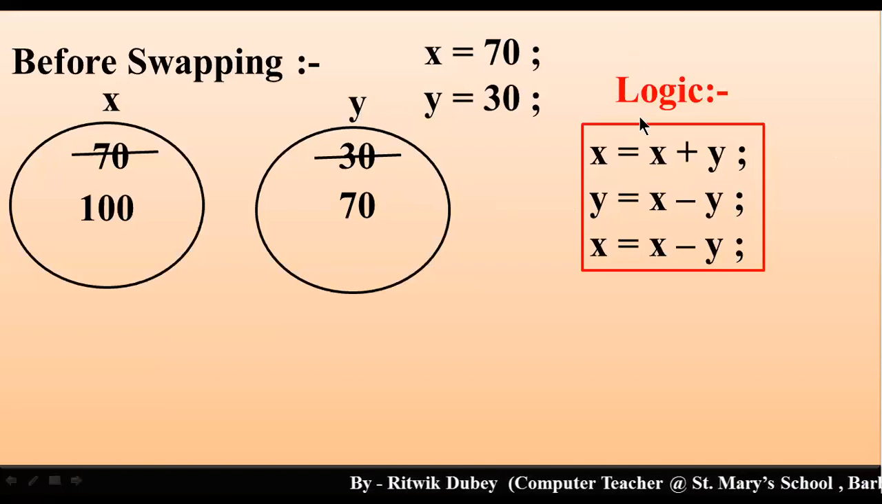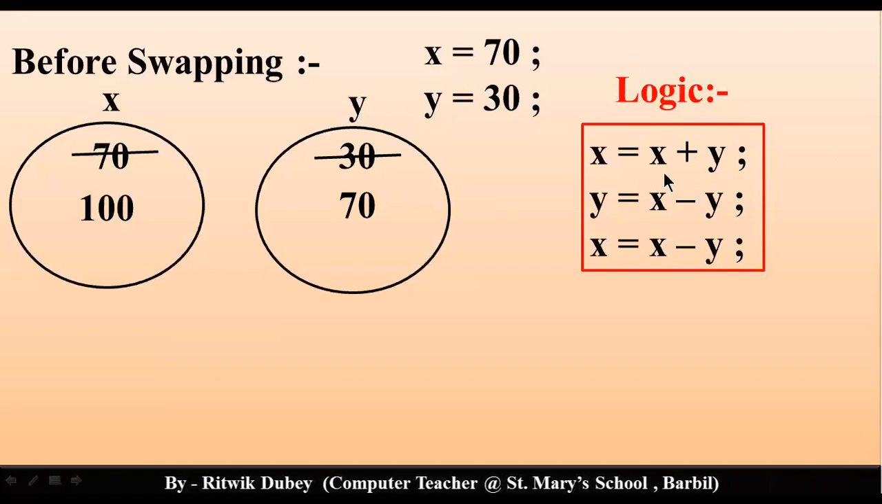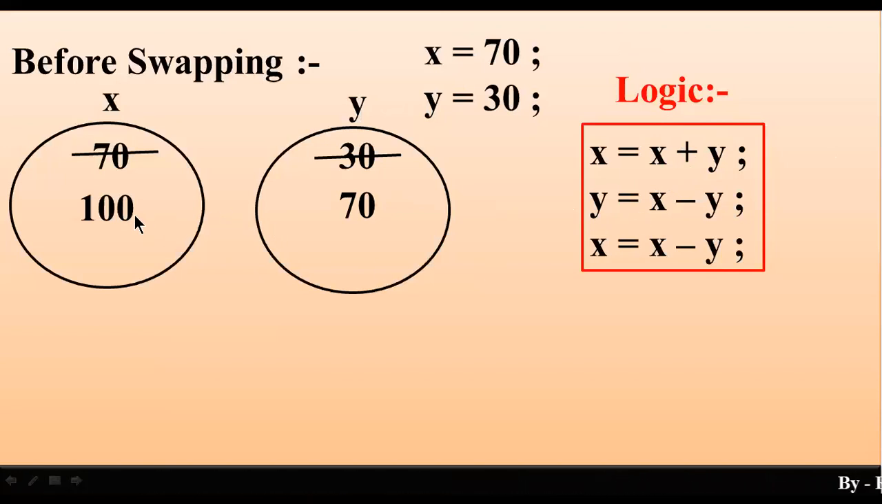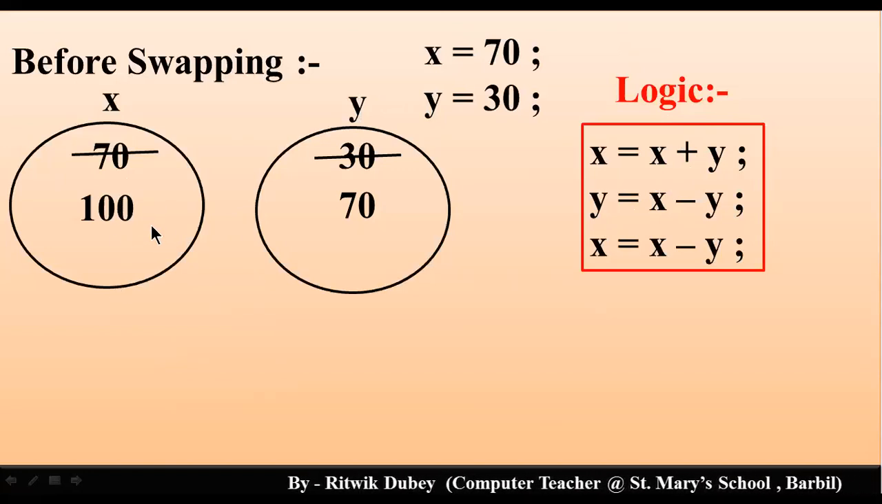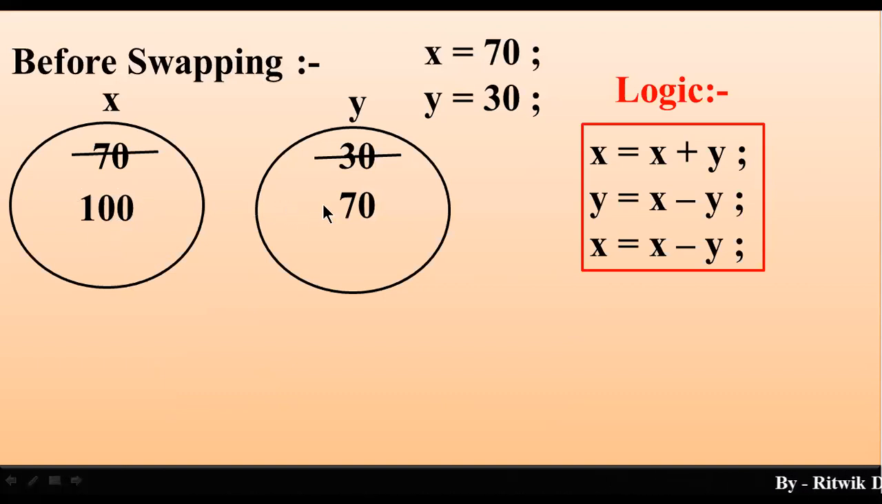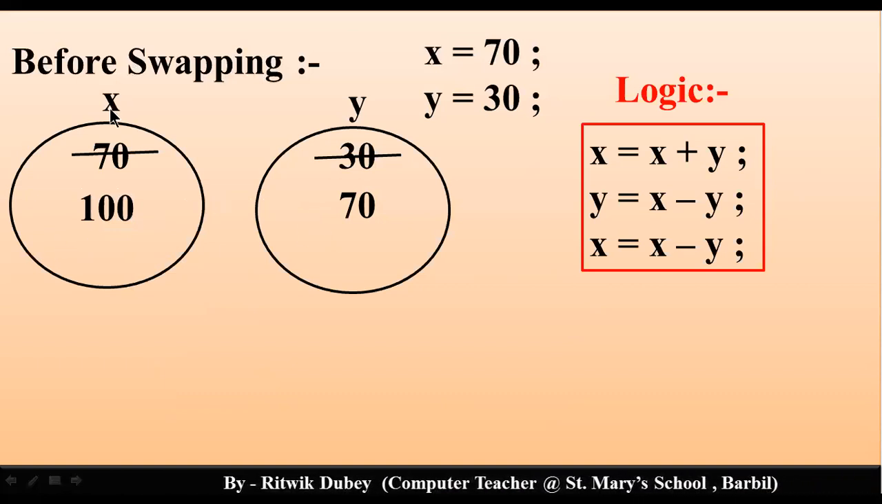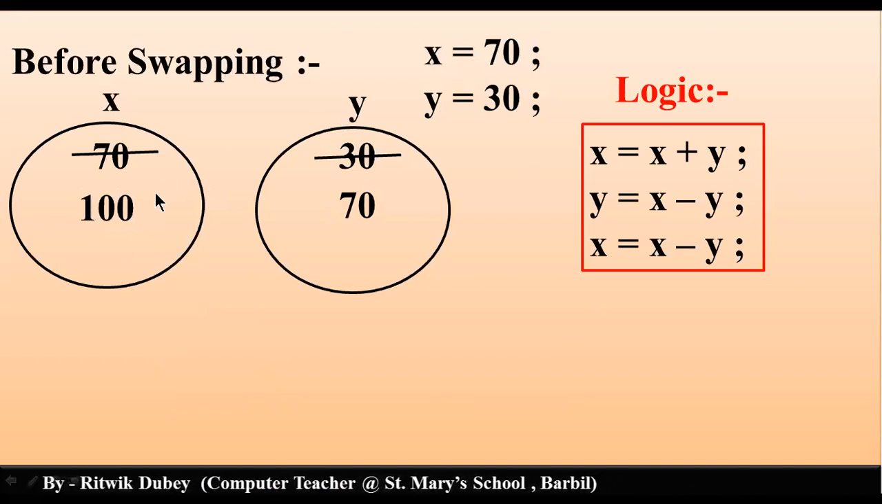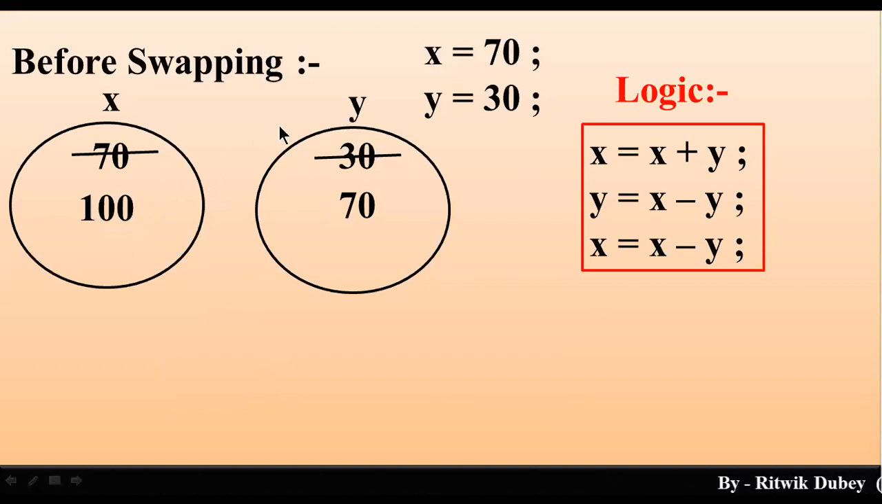Now do not look at the logic part. Just apply your mind. In x, you need 30. Currently, you have the values 100 and 70. How to get 30? Obviously, 100 minus 70. Where is 100? In variable x. Where is 70? In variable y. So 100 minus 70 means x minus y.